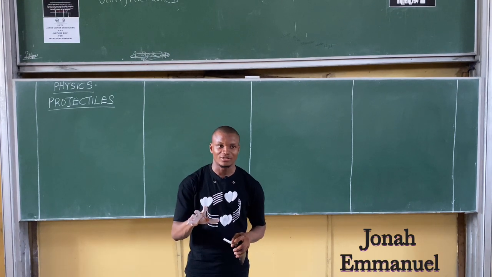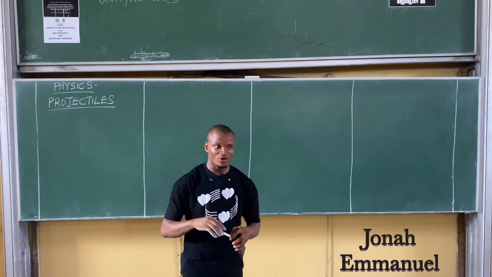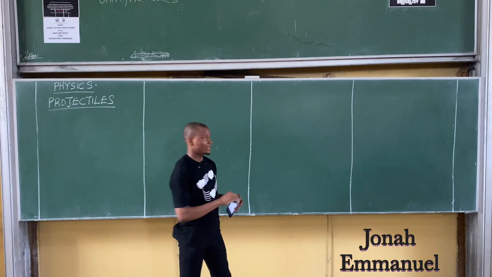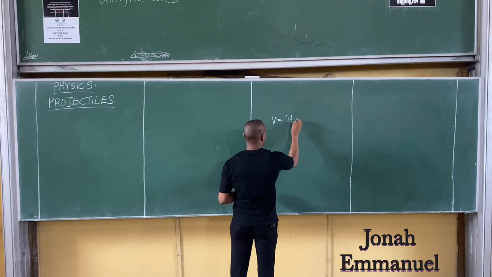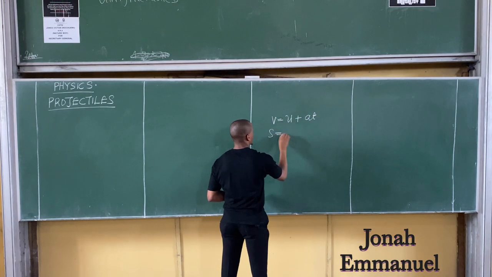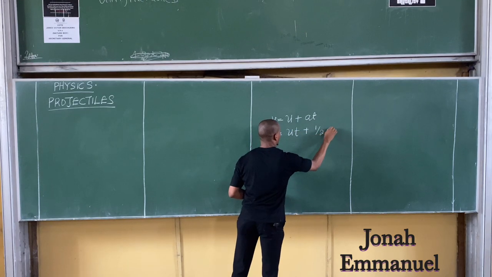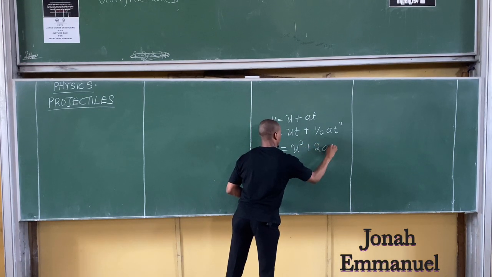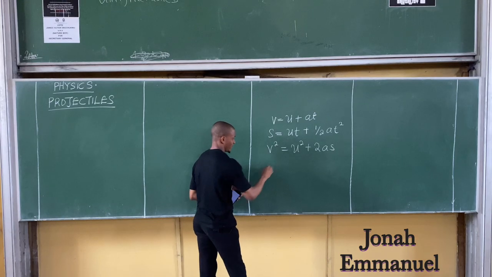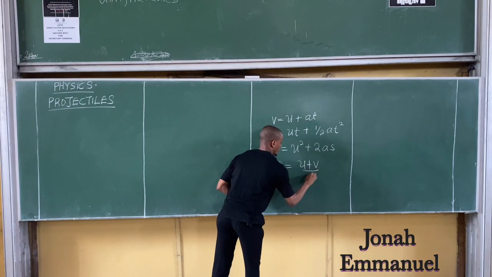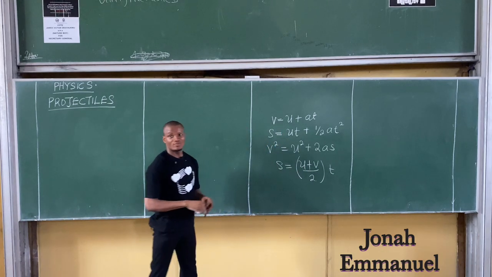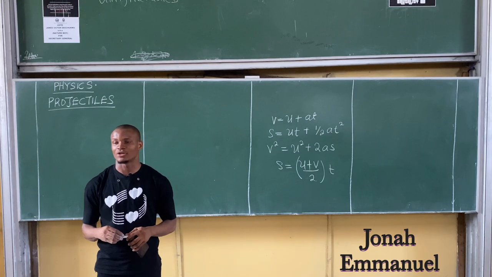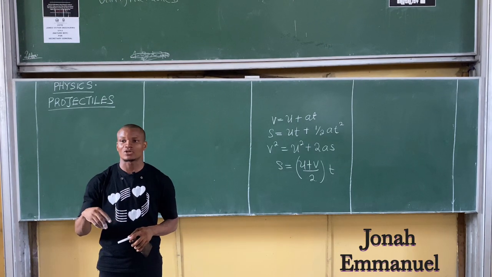First of all, we defined motion, in the previous class. We got the equations of motion. We said we have about three major equations of motion. That's V equals U plus AT. S equals UT plus half AT squared. V squared equals U squared plus 2AS. Then one final one: S equals (U plus V) over 2 times T. These are the four equations of motion.